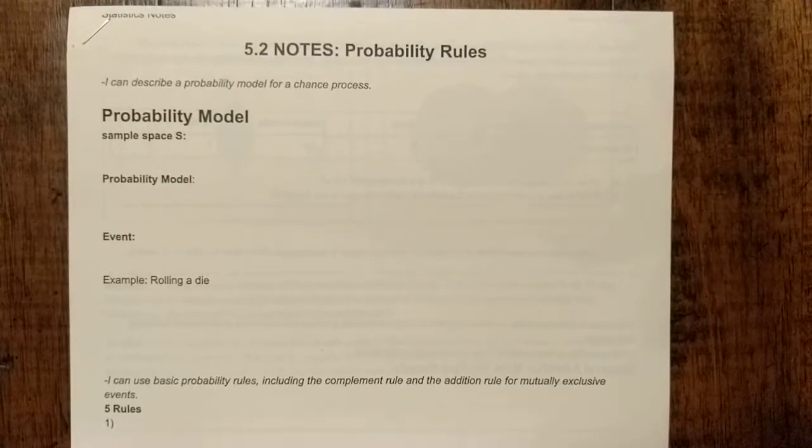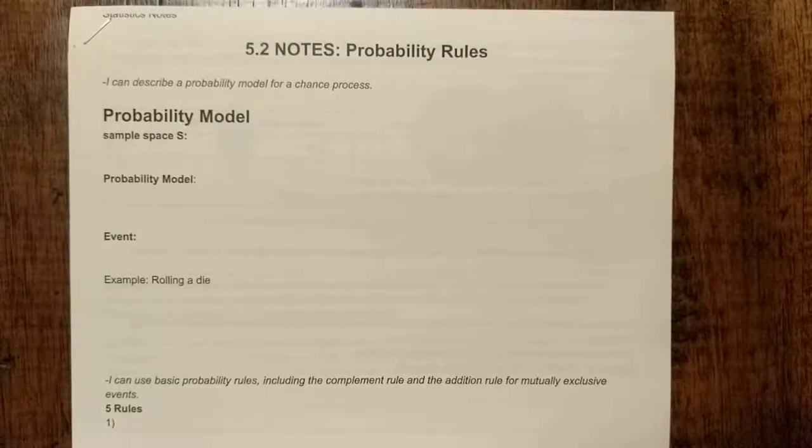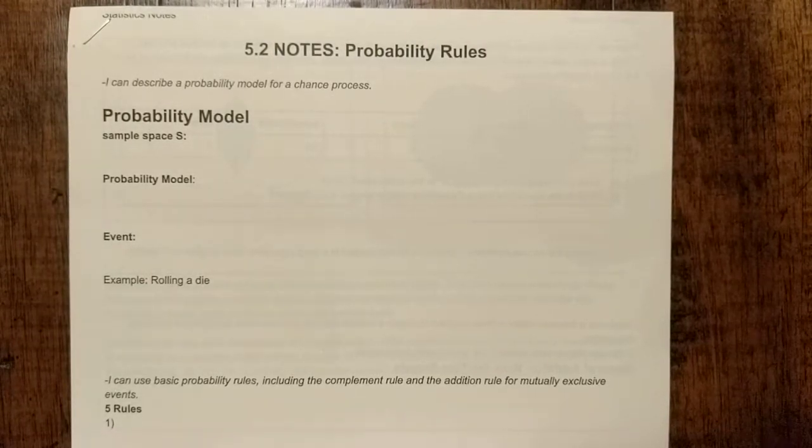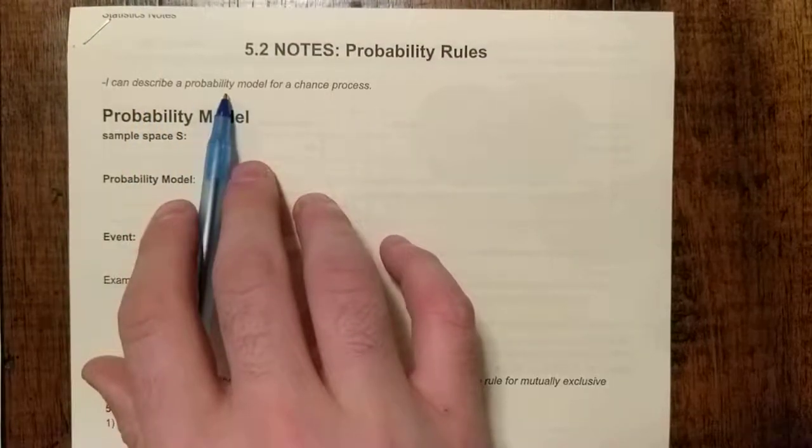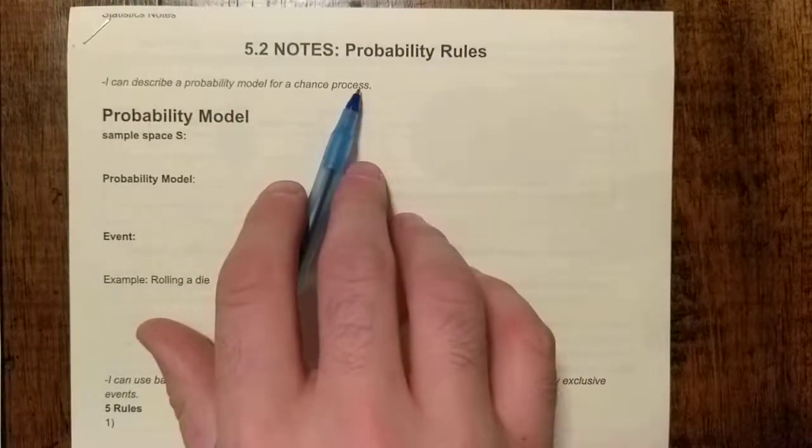In this video, we're going to go over 5.2 probability rules. We're going to review probability model, talk about the main 5 basic probability rules. Then we're going to go over some diagrams, some notation with probability. So first, you're going to be able to describe a probability model for a chance process.